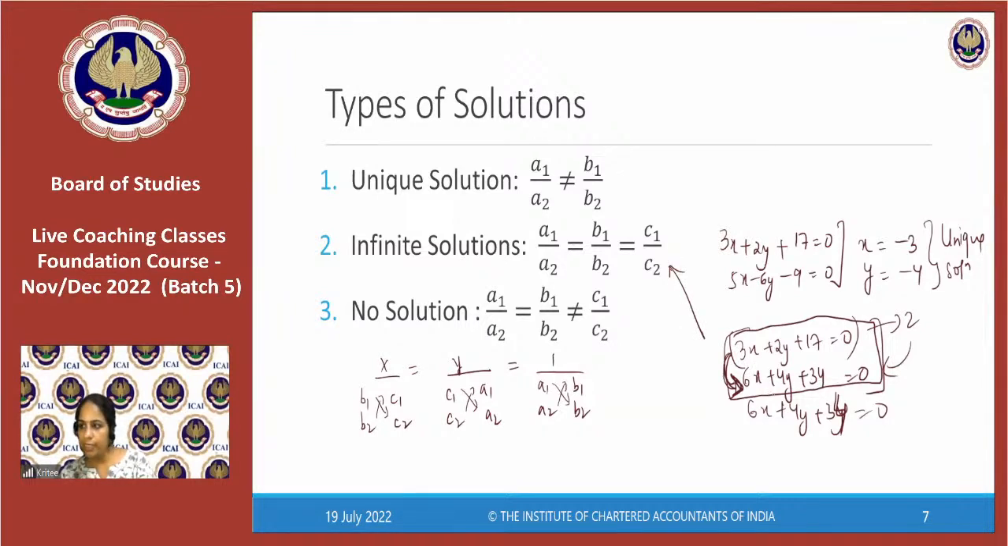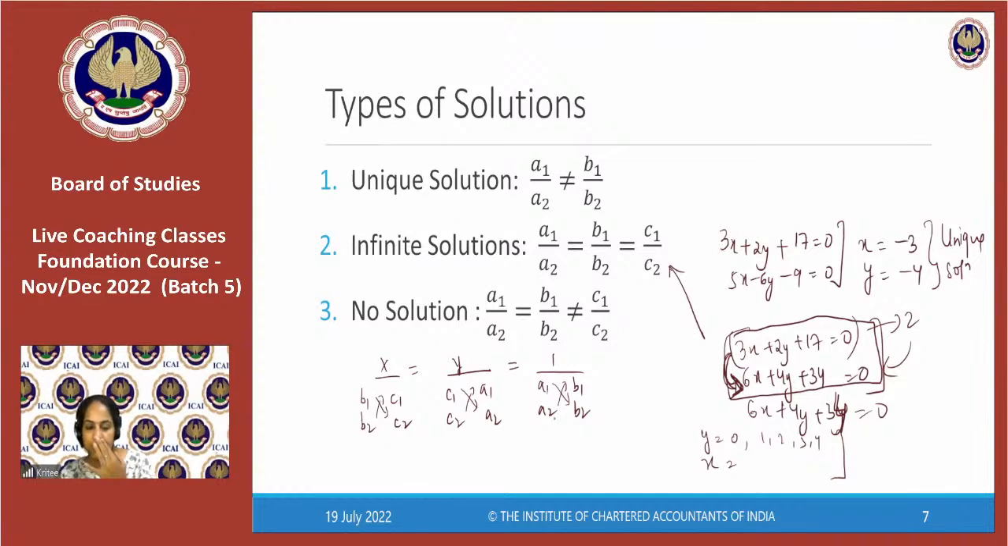Why infinite? Because now, in order to get the value of x, I need to assume the value of y. I would say, let us take y equal to 0, 1, 2, 3, 4. So as many values of y I change, as many values of x I would be getting. So hence it has infinite solutions.